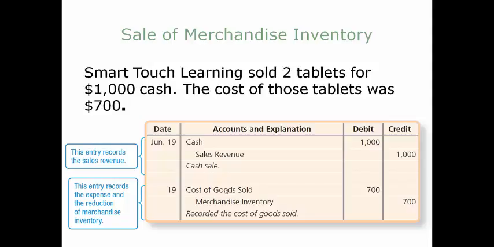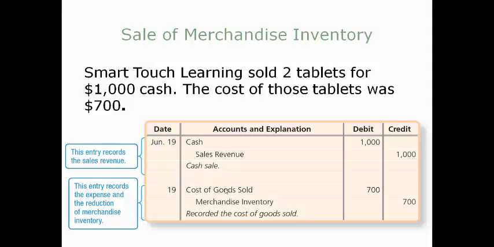And where did that 700 come from? The 700 came from 2 tablets at $350 each. We're reducing our inventory because we no longer have 2 of those tablets, and we're increasing an income statement account called cost of goods sold. The difference between sales revenue and cost of goods sold is gross profit.